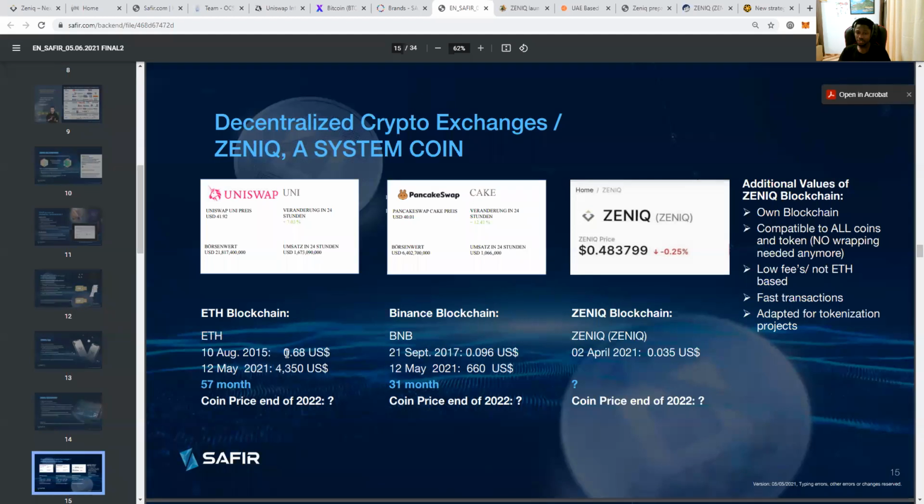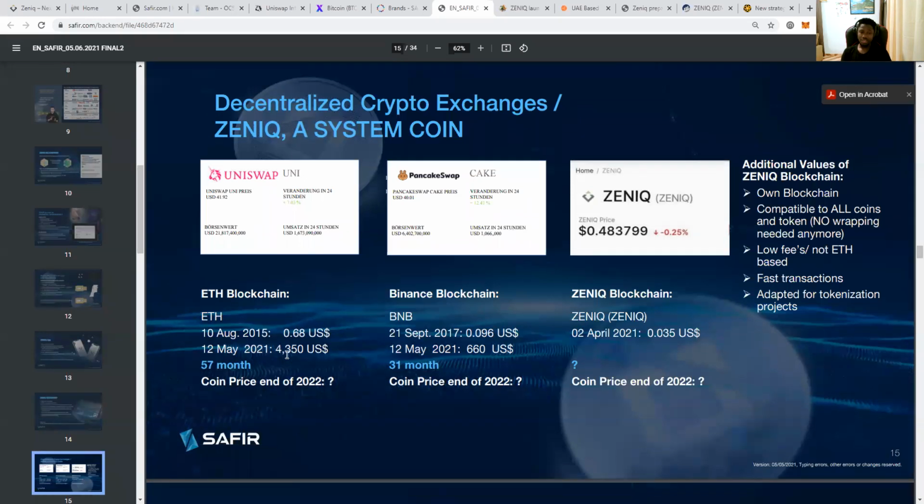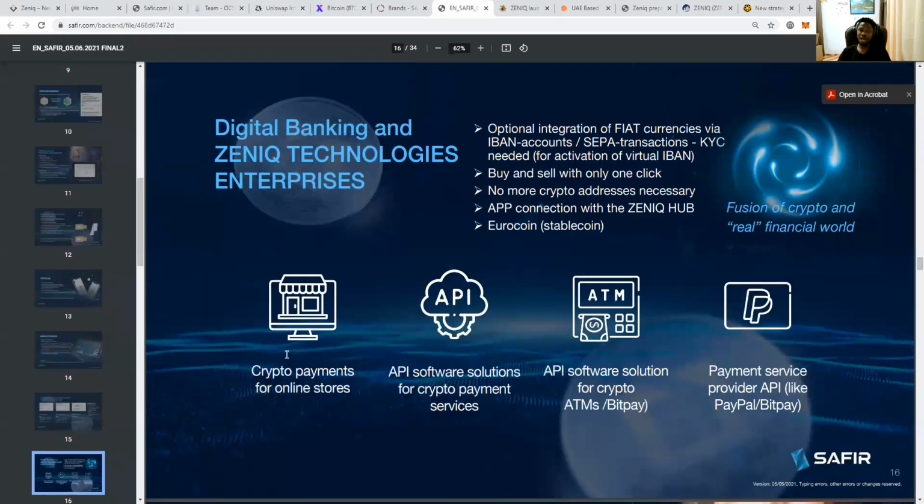Consider the use cases of ZENIQ. Consider the usability, the investors, the people that are involved with ZENIQ, and do the forecast for yourself. Then you see the potentials ZENIQ has as a token, even with the current price we are seeing. And of course, having the halving technology is another amazing aspect of the project.